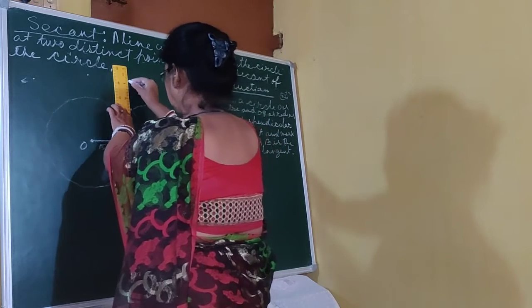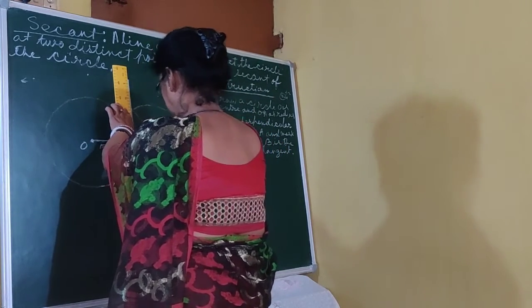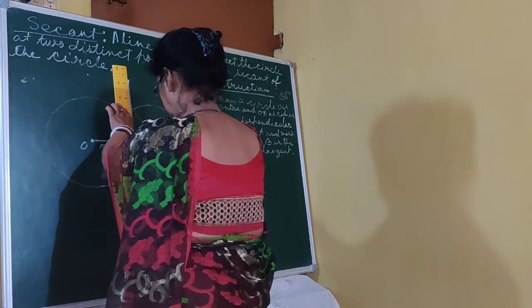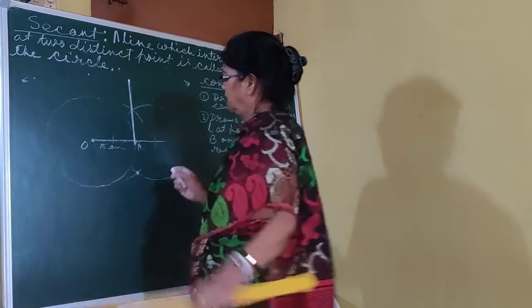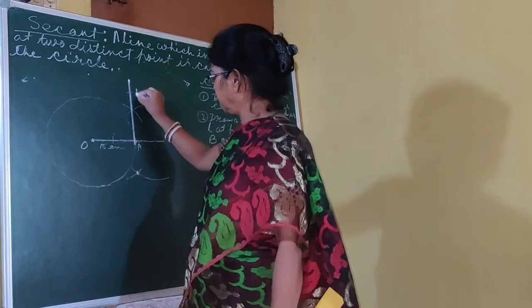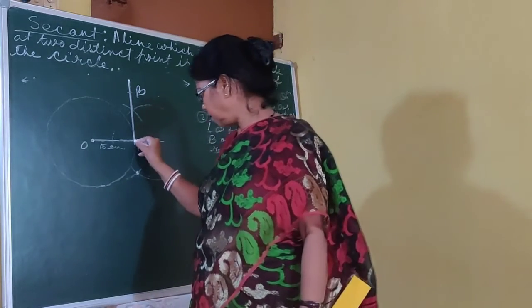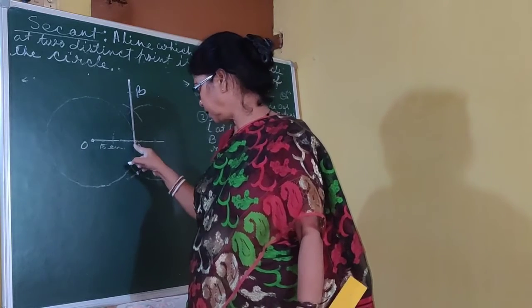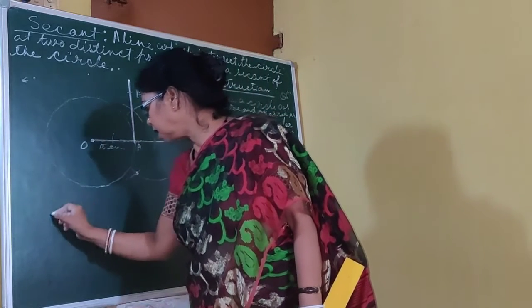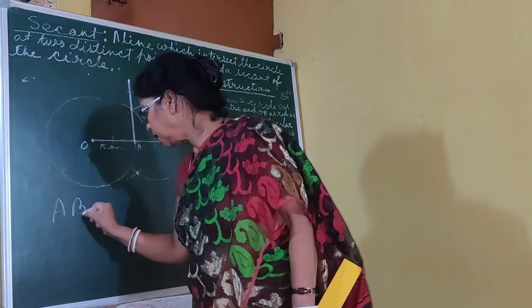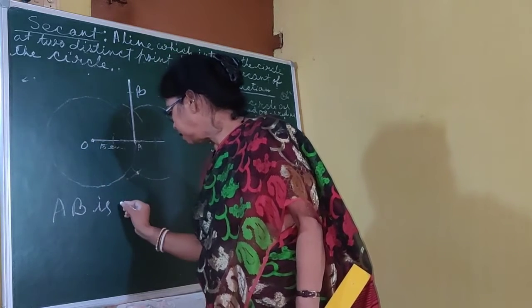Then here mark B. So AB is the tangent. It touches only one point. AB is the tangent.